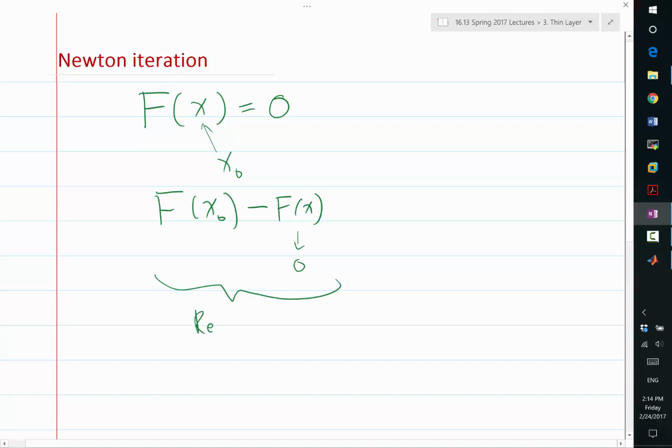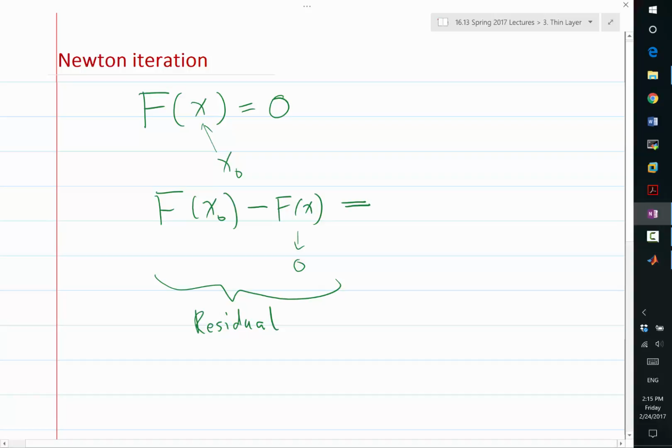I'm going to call this the residual. It's called the residual because the goal of the Newton iteration is to drive the residual smaller and smaller and ultimately to 0. If the residual is equal to 0, I call myself converged, which means I have found a solution that satisfies f(x) close enough to 0. So this is something I can compute.